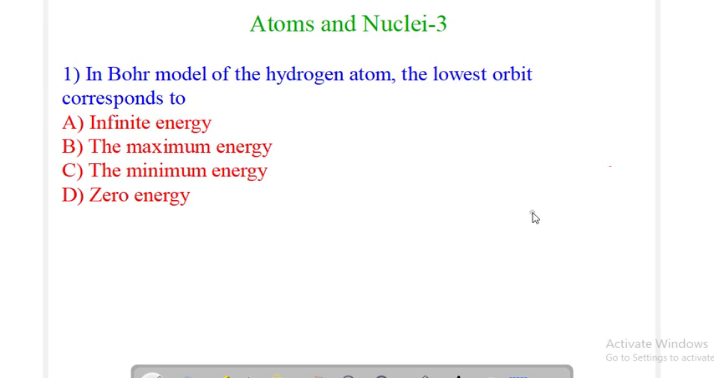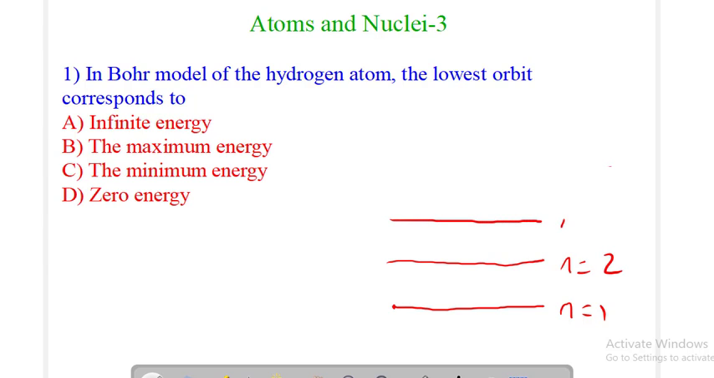The first question: in Bohr's model of hydrogen atom, the lowest orbit corresponds to infinite energy, maximum energy, minimum energy or zero energy. So we'll draw the energy levels first. This is the energy level n equal to 1. Then this corresponds to n equal to 2, and then n equal to 3, and so on.